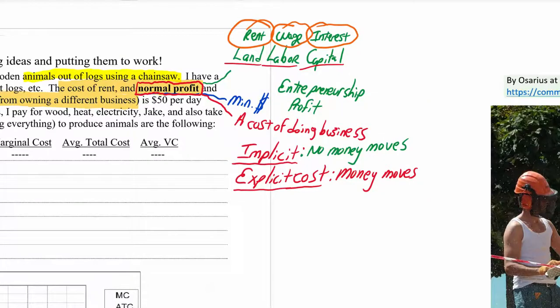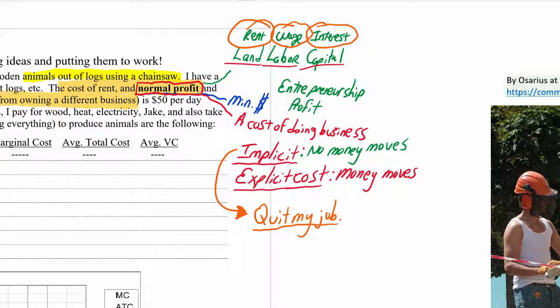A couple of good examples here might be, suppose I start a business, but in order to start a business, I have to quit my job. So this is a real cost because I'm really giving up that salary. But we don't call it an explicit cost because there's no money changing hands. I'm losing my paycheck that I used to get.